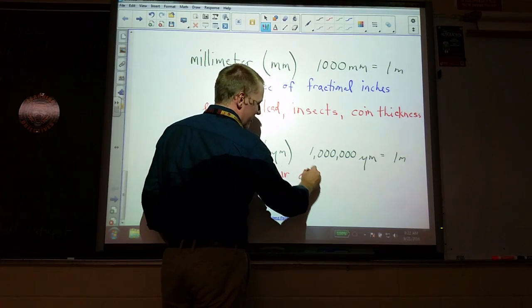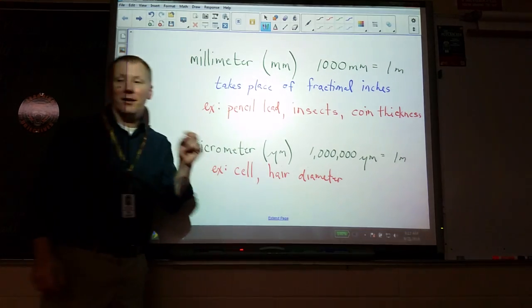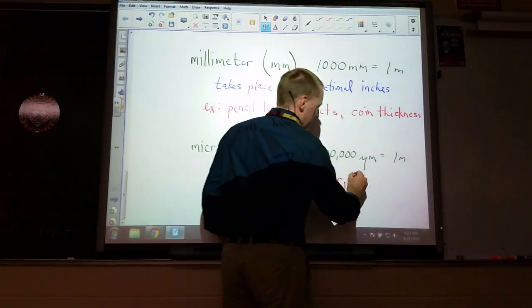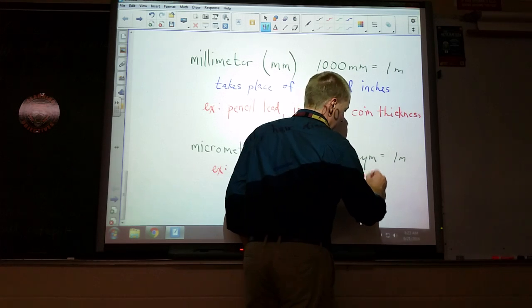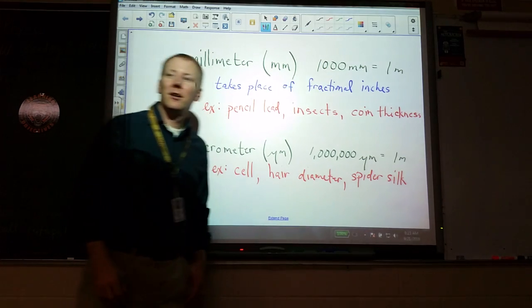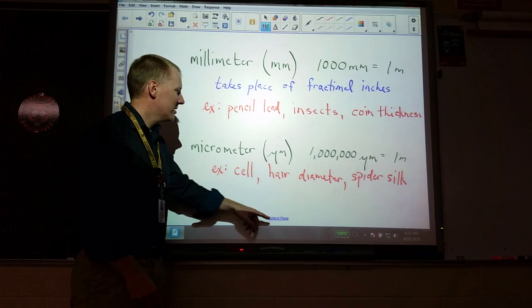Hair diameter, for sure. And now we're getting to the range of hundreds of microns for hair diameter. It's still pretty thin. Spider silk, probably, you bet. Because that is finer than hair for sure, but not as small as cells typically. So, good examples there.